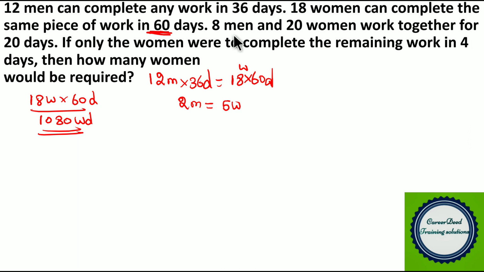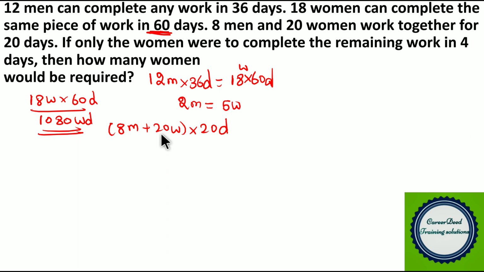Now these 8 men and 20 women work together for only 20 days. Now we have to find how many units of this work 8 men and 20 women working for 20 days will complete. So here you have 2 different variables, but you can convert the men's efficiency to women's efficiency. See, 2 men is equivalent to 5 women. So 8 men will be equivalent to how many women?